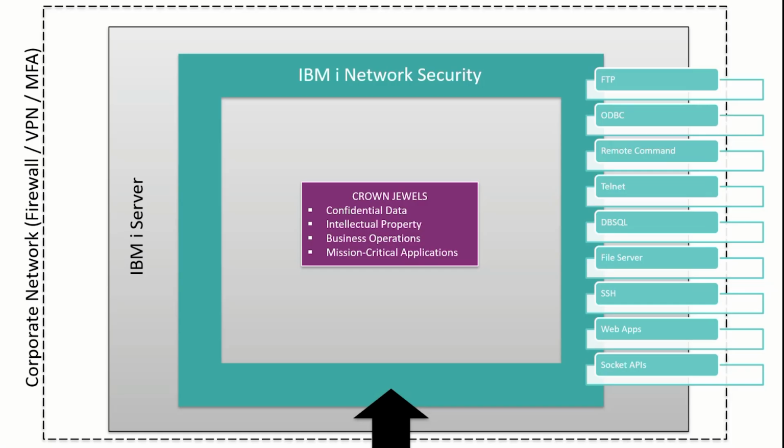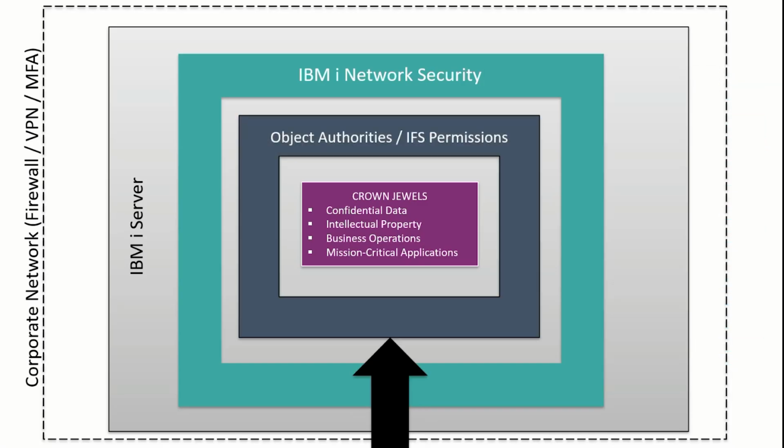Now, let's say, for example, for some reason, somehow your network security layer gets bypassed. You want to have another layer of protection. The second layer of protection here is object authorities and IFS permissions. So in this layer, what you want to do is implement the least privilege model.